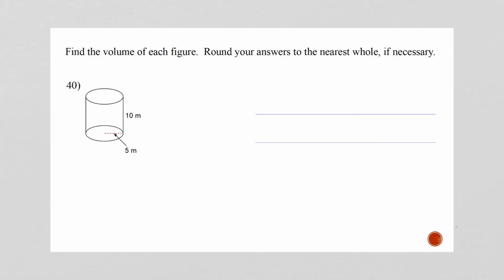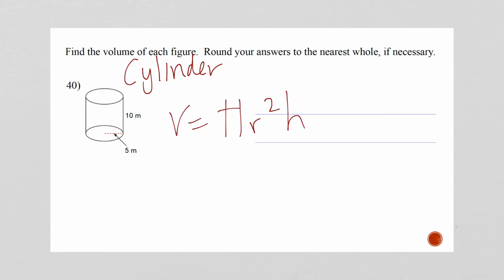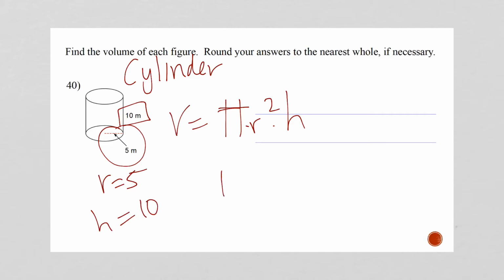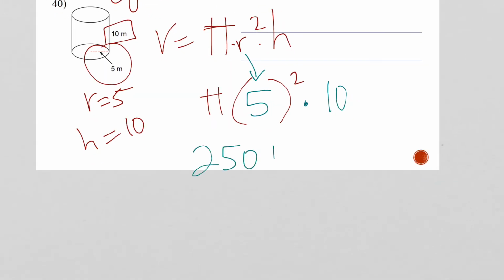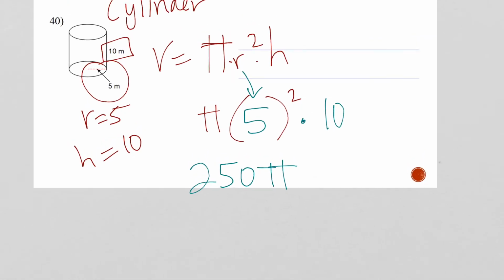Question number 40 is the last question. They're asking you to find the volume of this cylinder. So what's the formula for volume of a cylinder? The formula for a cylinder is V equals pi radius squared times your height. So the radius is 5 and the height is 10. So I'm just going to substitute my values and solve. So radius squared is 5 squared times my height is 10. So this will be 250 pi in terms of pi, but I believe the answers don't have pi.